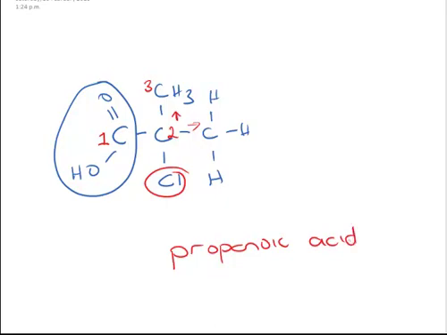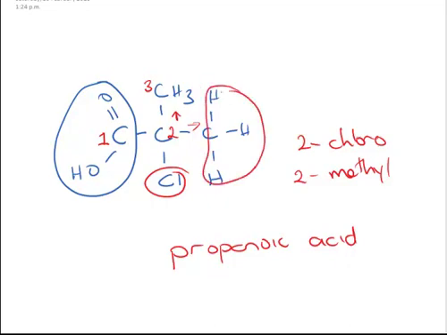acid. Now on the number 2 we've got a chlorine, so that would be 2-chloro, and on the number 2 we'd also have 2-methyl, because there's a methyl group coming off. Notice we could have just as easily swapped these two around and it would have been exactly the same name. Okay, so this is going to be 2-chloro, 2-methyl.